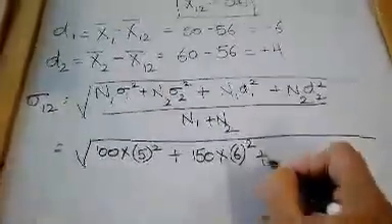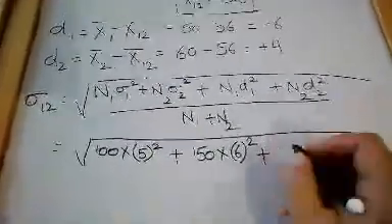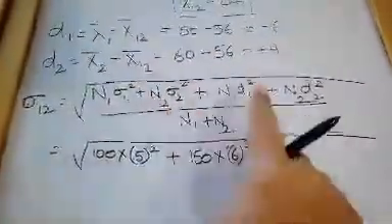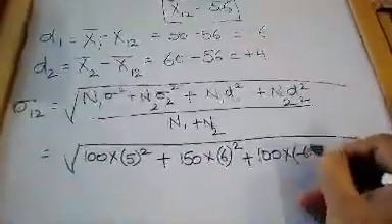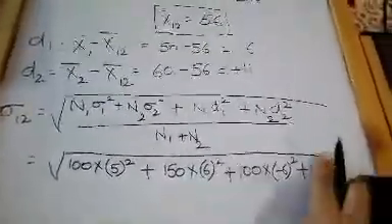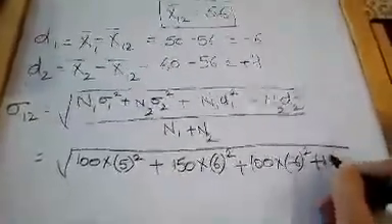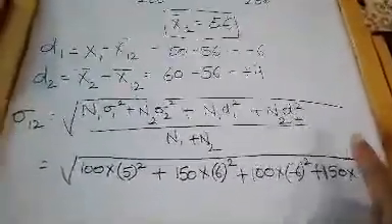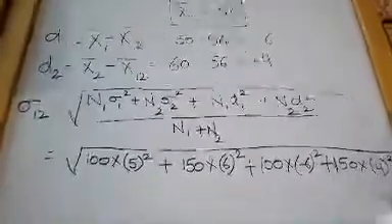Then moving further, n1 into d1 square. So what is the value of n1? n1 is 100 multiplied by the value of d1, I calculated it as -6, so squaring it, plus what is the value of n2? N2 is 150 multiplied by, what is the value of D2 I calculated? I calculated as plus 4, that means squaring 4.